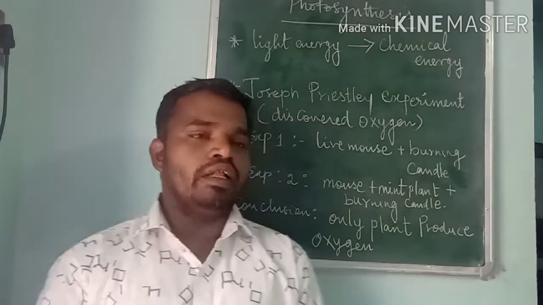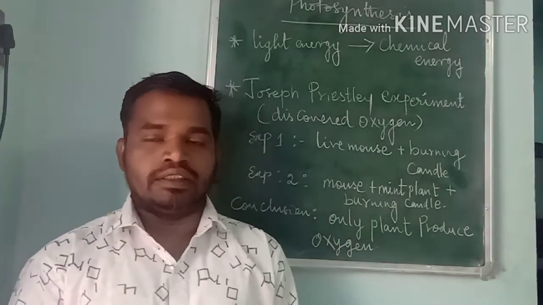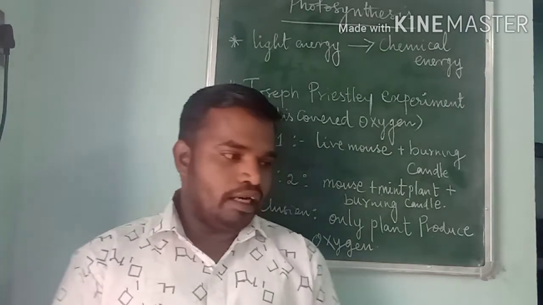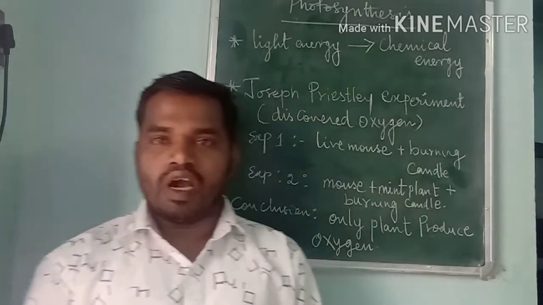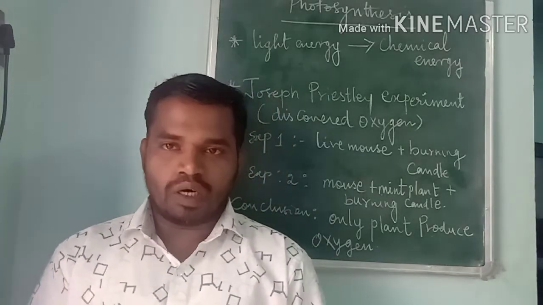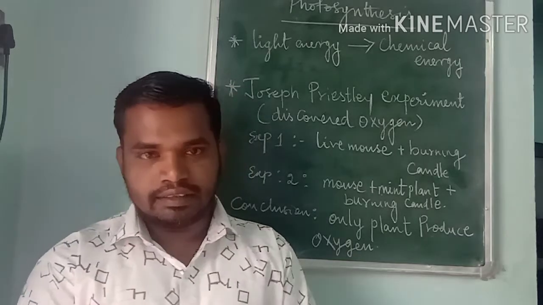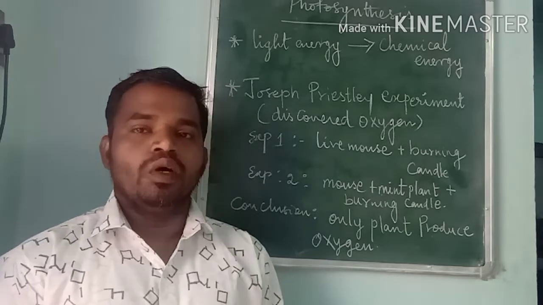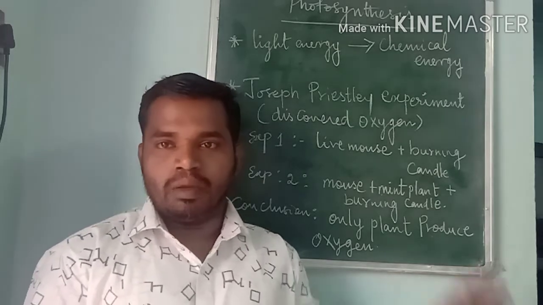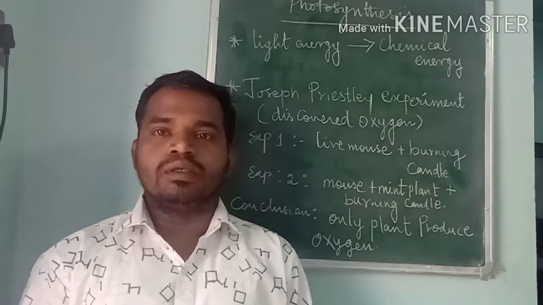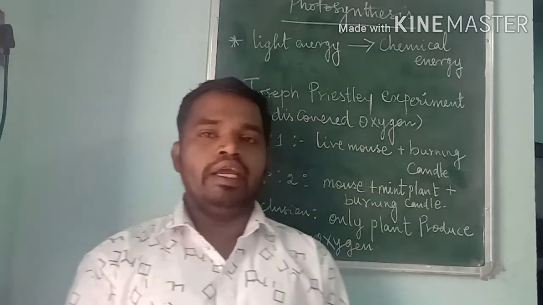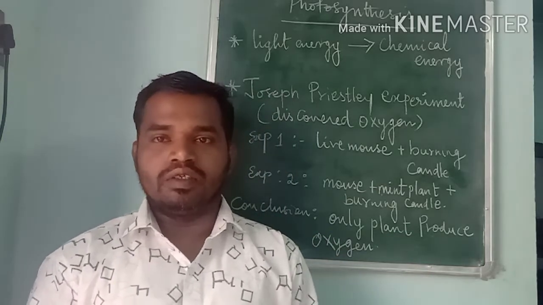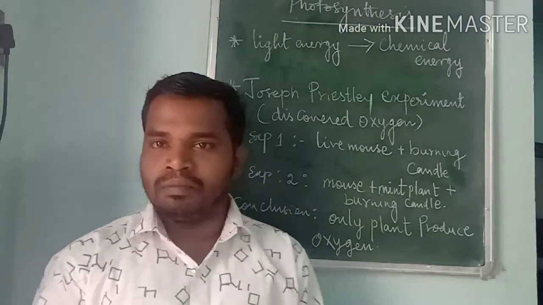Today we know the photosynthesis reaction. At the end of photosynthesis, the products are carbohydrate and water molecules, along with oxygen. How is it possible? That is what we are going to discuss. In the earlier experiments, the scientist Joseph Priestley discovered oxygen in 1770. The discovery of oxygen was done by Joseph Priestley.